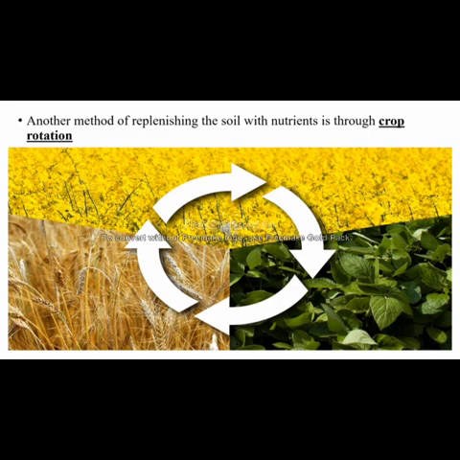Another method of replenishing the soil with nutrients is through crop rotation. This can be done by growing different crops alternately. If you keep on growing the crops alternately, what happens? The nutrients will remain in the soil itself so that the crops can be grown simultaneously, right? No need of adding any humus to the soil or any fertilizers or manure. So whatever nutrients you added the first time, if you keep on growing the crops alternately every season, the nutrients will remain in the soil itself. This is said to be crop rotation.